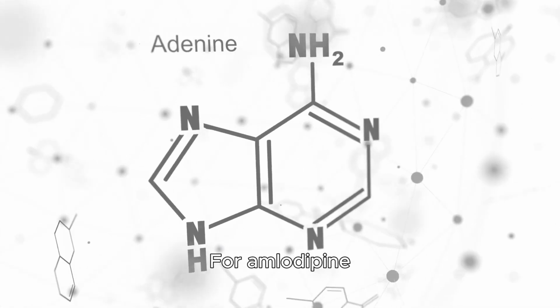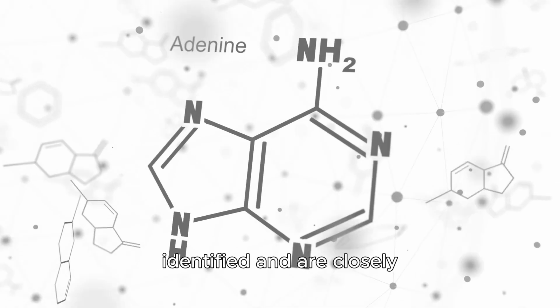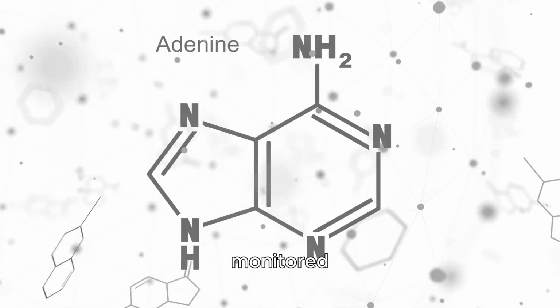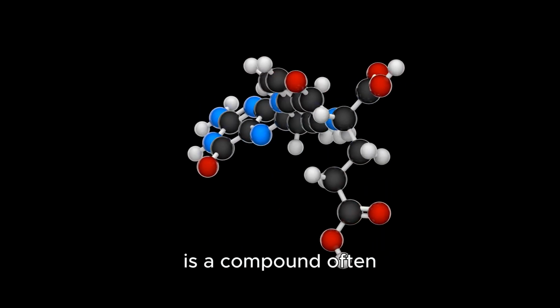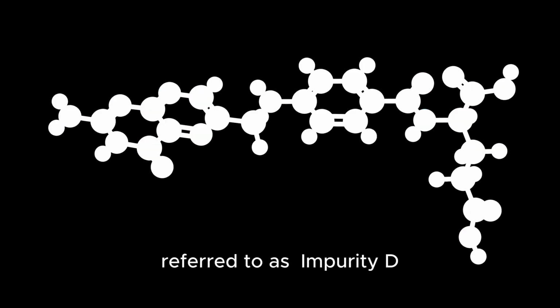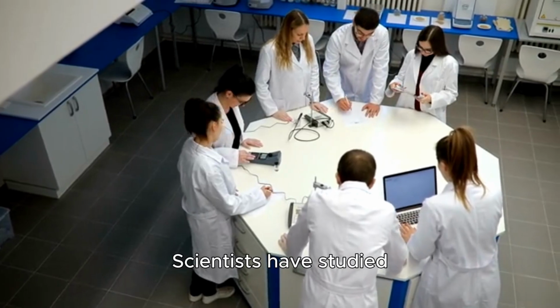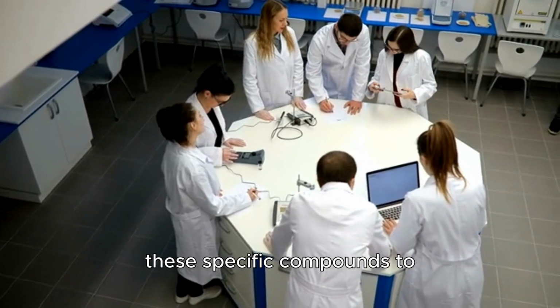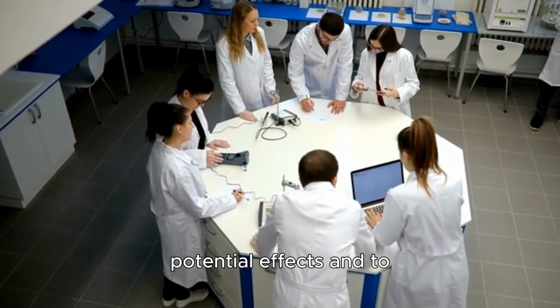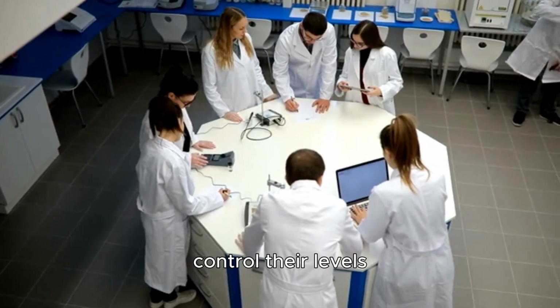For amlodipine, specific organic impurities have been identified and are closely monitored. One of the most well-known is a compound often referred to as impurity D, which is a pyridine analog of amlodipine. Scientists have studied these specific compounds to understand their potential effects and to develop methods to control their levels.